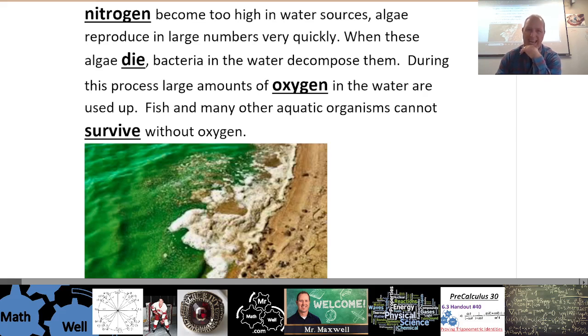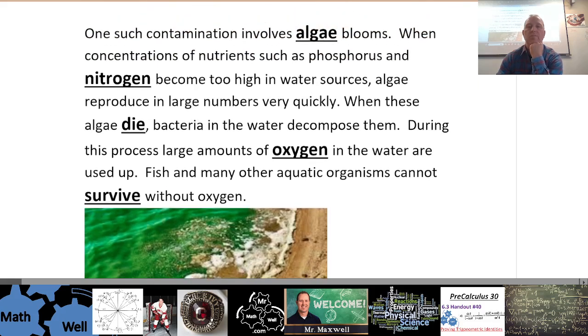So when the algae die, this is how it works. When the algae die, bacteria in the water decompose them. During this process, large amounts of oxygen in the water are used up. Fish and many other aquatic organisms cannot survive without oxygen. So when it's really green, you'll see some dead fish washed up on the shore once in a while. And it's not because they don't like green stuff. It's because of the lack of oxygen. It's not necessarily because they're swimming through sludge and it's not good for their gills. It's the oxygen that this process uses up, so it depletes the oxygen. And probably they don't like swimming through the soupy stuff, but yeah, interesting.